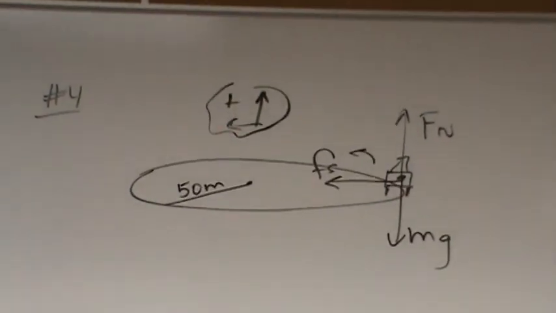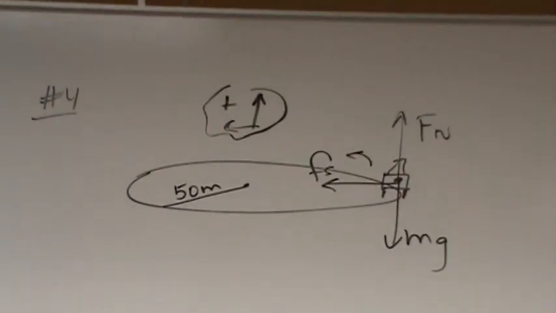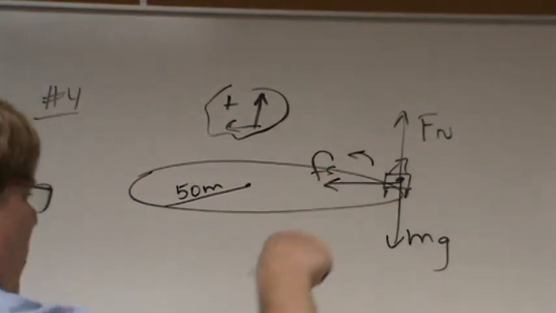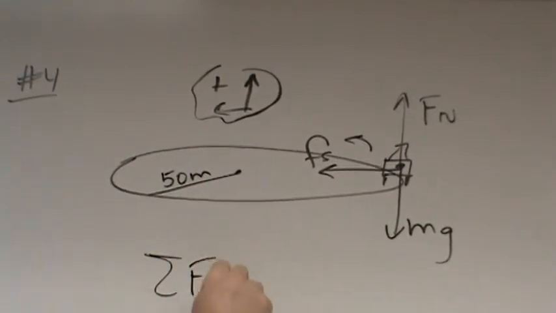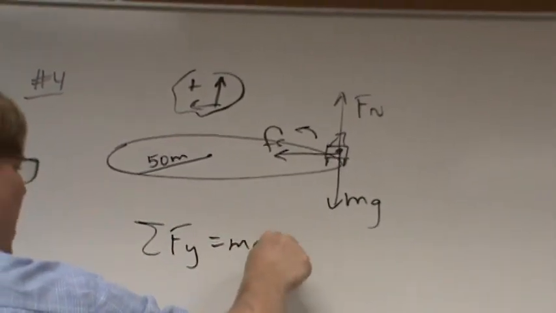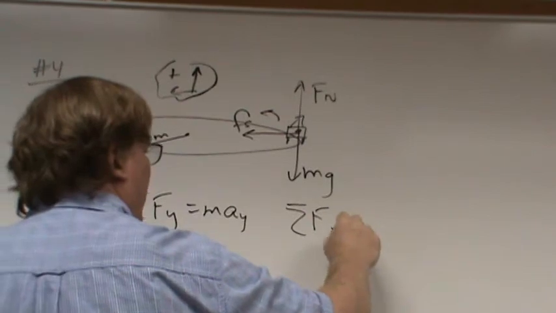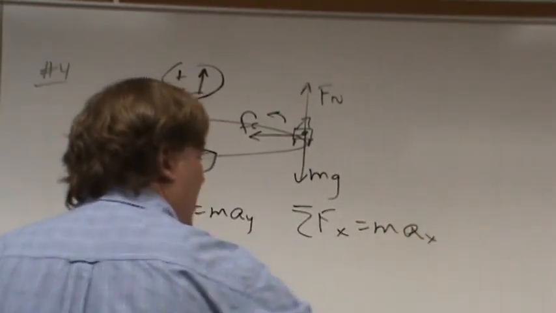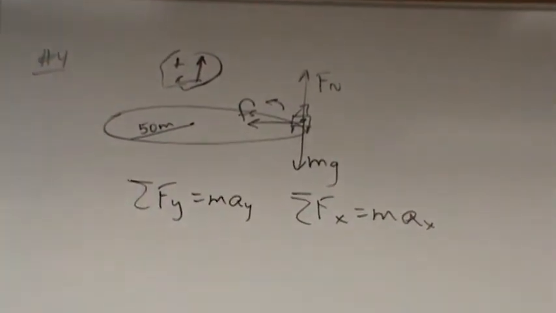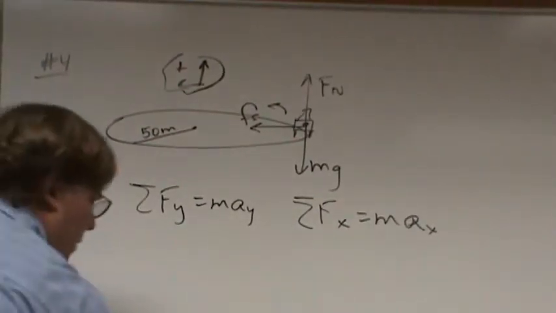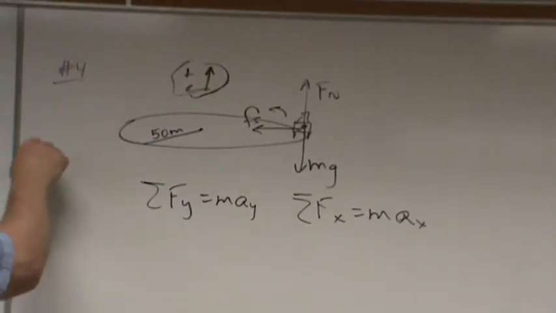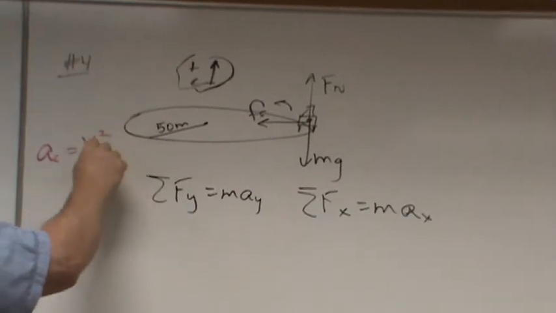Now I got to tell you, you don't do anything different. You just do sum of the forces equals ma. We tend to want to find normal force first because we need to plug that into friction. So we do sum of the forces in the y direction equals may, and sum of the forces in the x direction equals max. Except for one thing. Remember what I said at the outset? One of those two accelerations gets to be v squared over r.